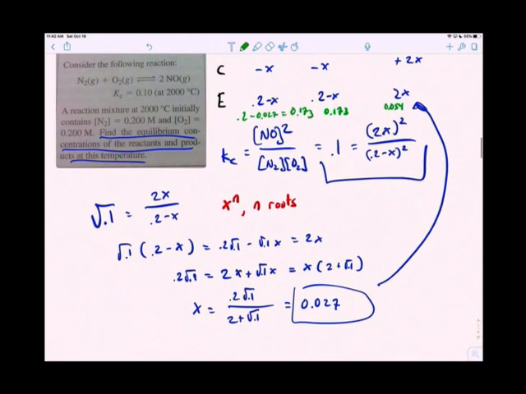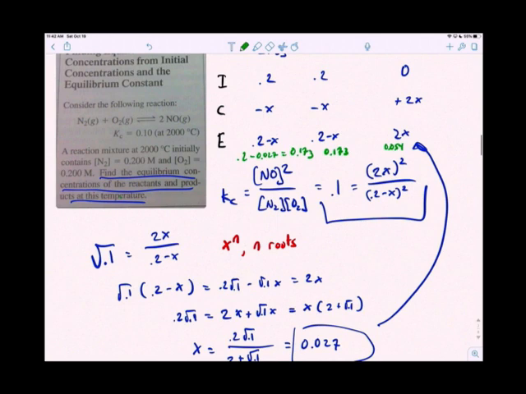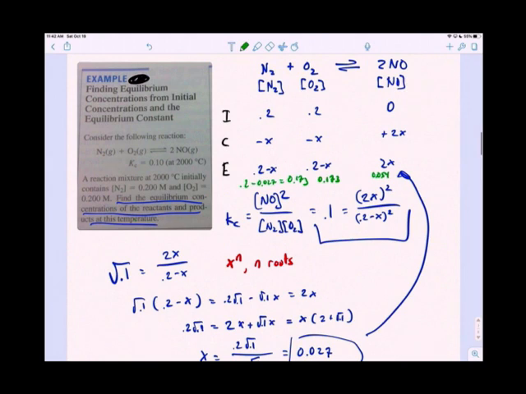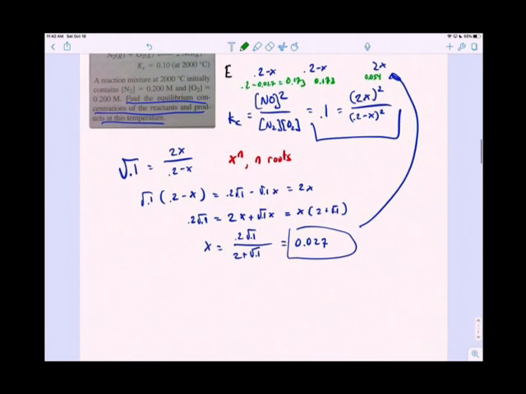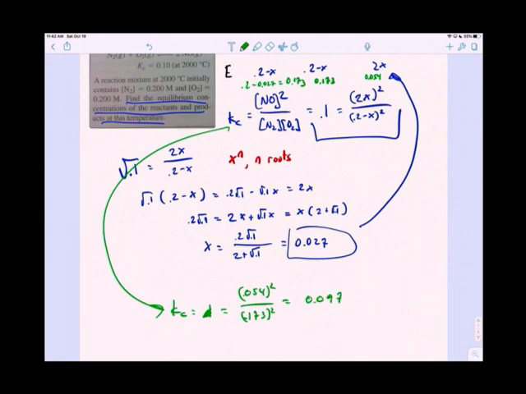So what you're doing is applying that x variable to your ICE chart. The equilibrium is 0.2 minus x for nitrogen and oxygen, and 2x for nitrogen monoxide. What you can do now is a check. We know the Kc. Kc is 0.1. We can check this. Is it in fact 0.054 squared all over 0.173 squared? Does this equal that? Well, we throw that in our calculator and we get 0.097.